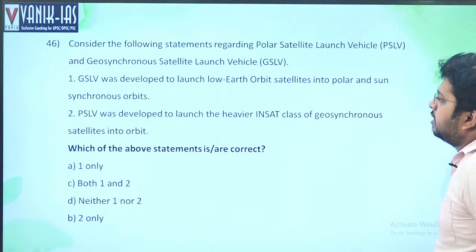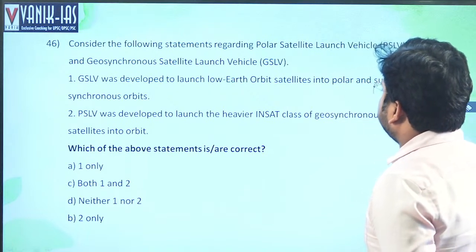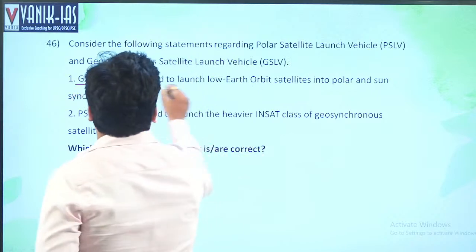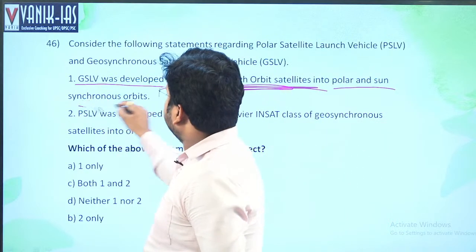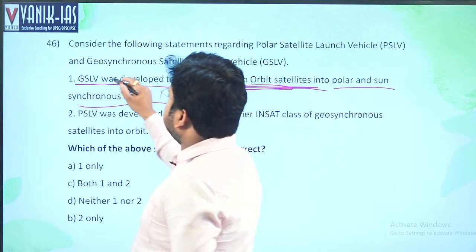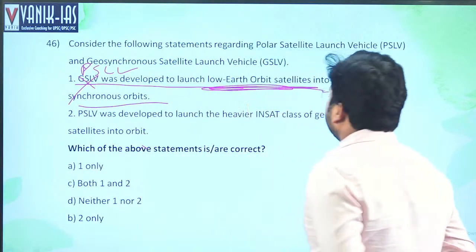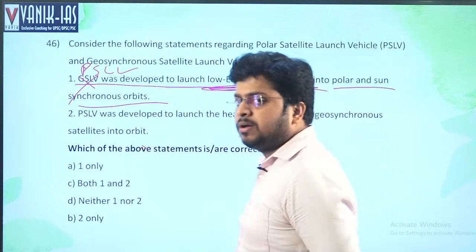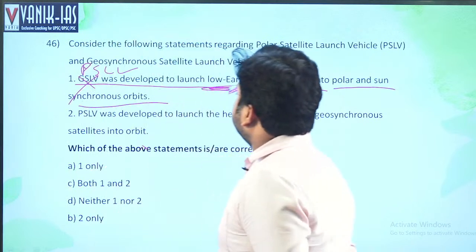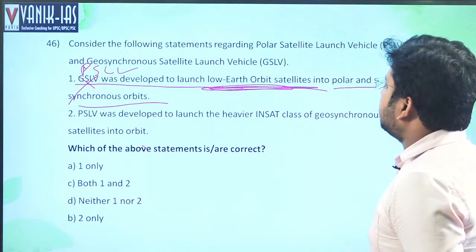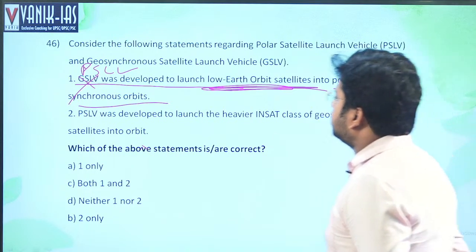What is the polar satellite launch vehicle and the geosynchronous satellite launch vehicle? GSLV was developed to launch low Earth orbit satellites, LEO, into polar and sun synchronous orbit. It is wrong. Here it is PSLV. PSLV was developed to launch low Earth orbit satellites into polar and sun synchronous orbit, where low Earth orbit means up to a height of 400 km or 500 km. Then, PSLV was developed to launch heavier INSAT class of geosynchronous satellite orbits. No, this is wrong. This is GSLV.